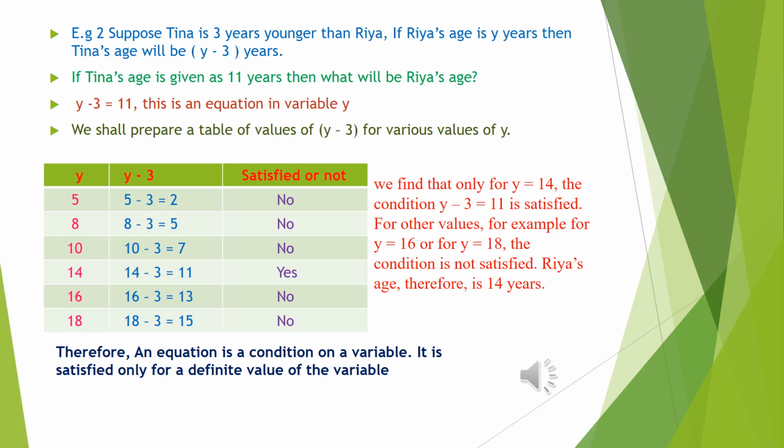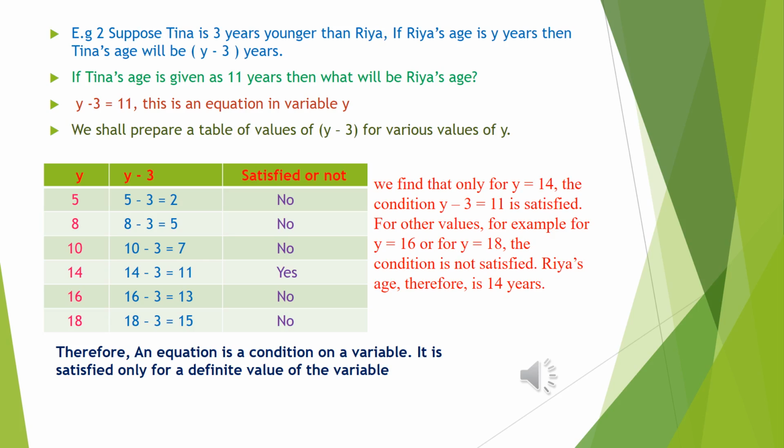Therefore, an equation is a condition on a variable. It is satisfied only for a definite value of a variable. Seeing this example, we can summarize that an equation is a condition on a variable. Here the condition on a variable y is that if we subtract 3 from y, we should get 11. This is the condition on variable y.